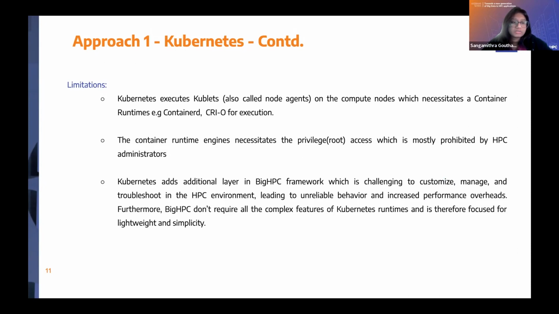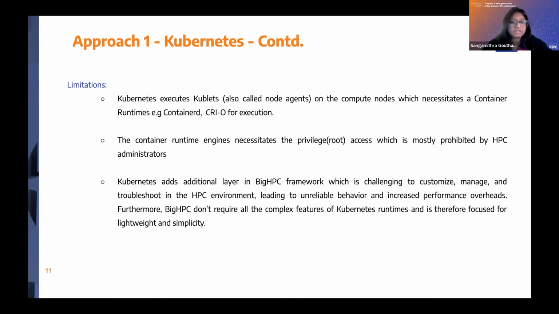These are the limitations we faced. Kubernetes executes kubelets, which are essentially node agents, on the compute nodes, and this necessitates a container runtime, for example containerd. A container runtime is a low-level component of a container engine that mounts the container and works with the OS kernel to start and support the entire containerization process. The second point is that the container runtime engine necessitates privileged or root access, which is in general prohibited by HPC administrators.